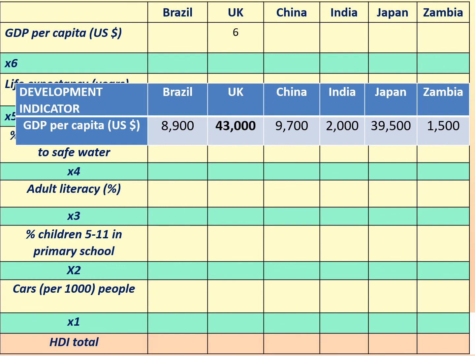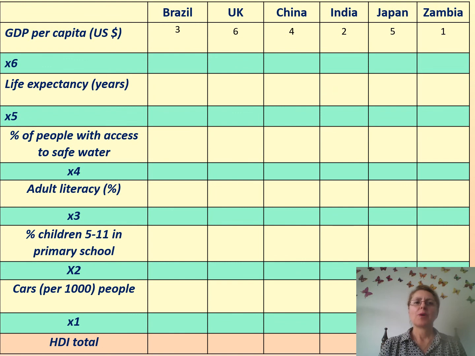Japan has a GDP of $39,500, so we will rank this 5th. China has a GDP of $9,700, so we will rank this 4th. Brazil has a GDP of $8,900, so we will rank this 3rd. India has a GDP of $2,000 per capita, so we will rank this 2nd. And finally, Zambia has a GDP of $1,500 per capita, and we will rank this 1st. Now we have to work out the development factor, so we multiply all of these rankings by 6.